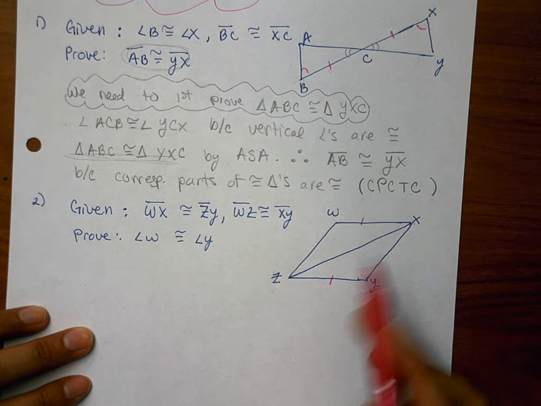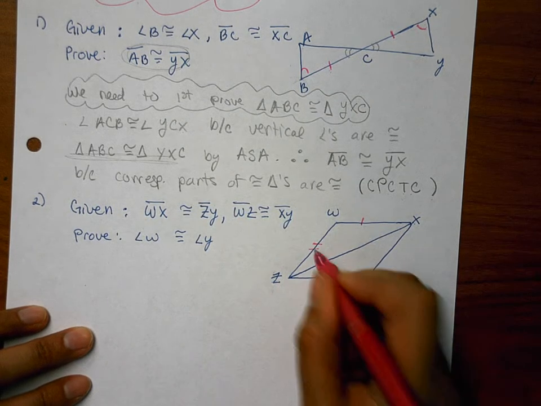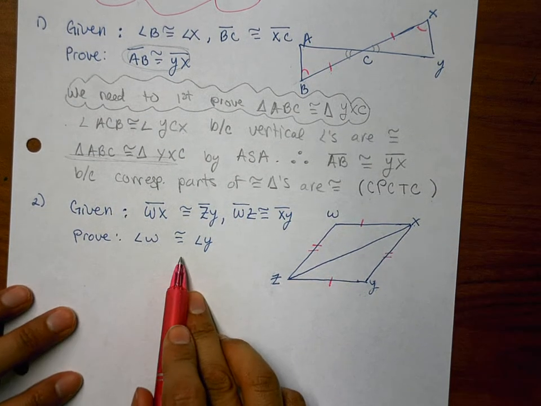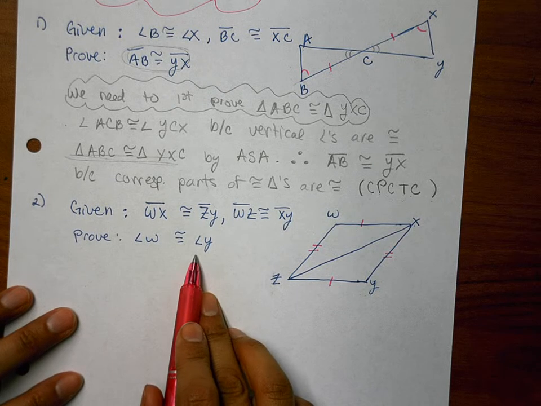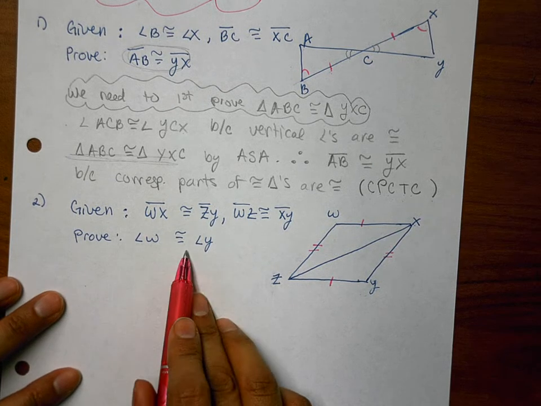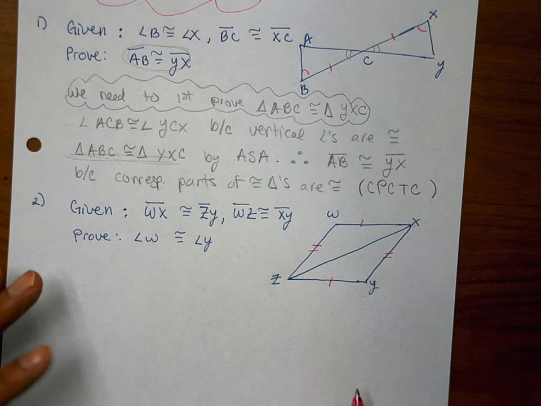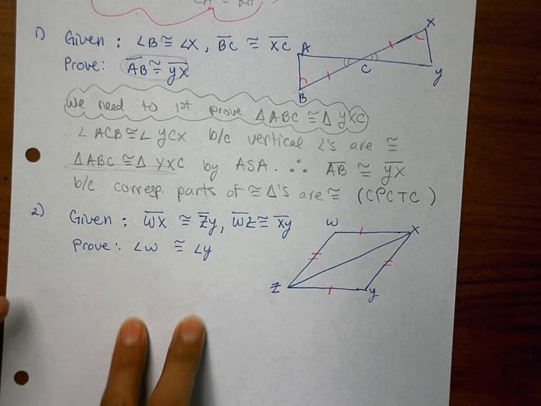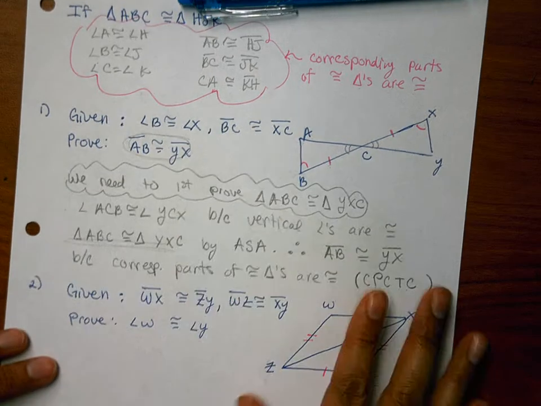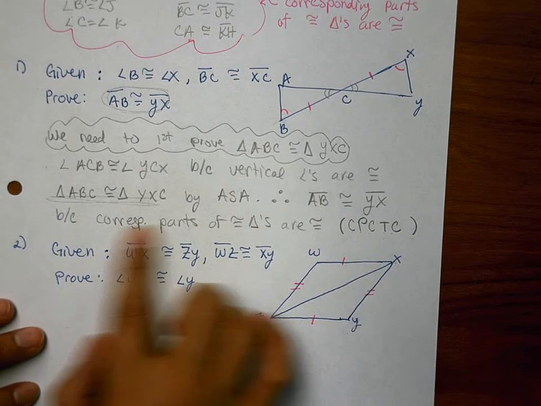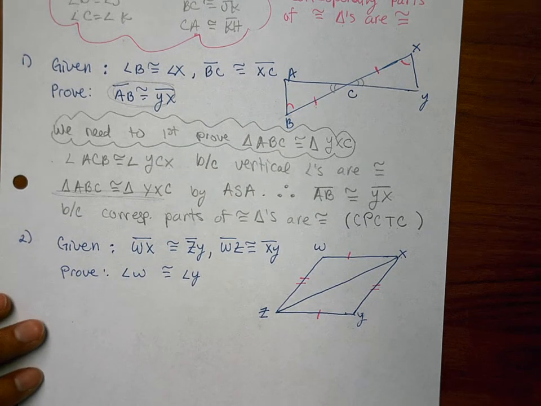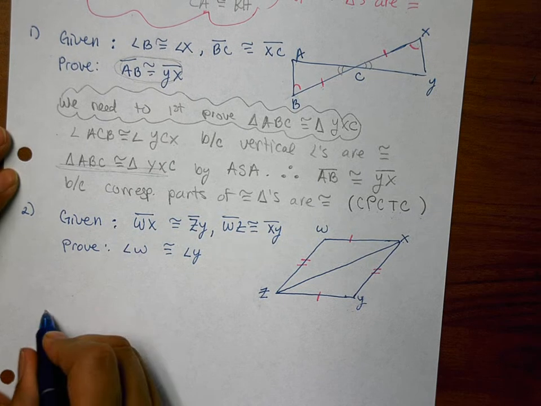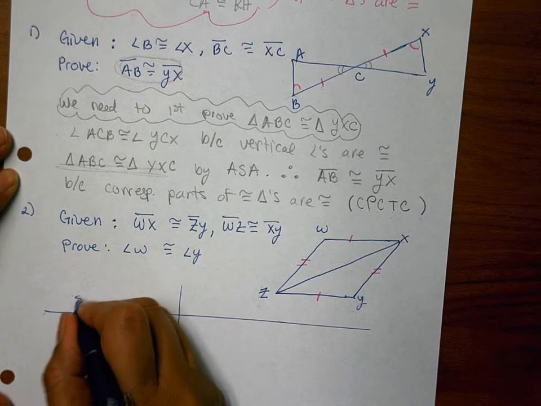WX is congruent to ZY. WZ is congruent to XY. Prove the two angles are congruent. So we're not trying to prove the triangles are congruent. We're trying to prove two angles in the two triangles are congruent. So if you're trying to prove angles are congruent or sides are congruent, you're going to be ending with the corresponding parts of congruent triangles are congruent. So let's try to set this up.